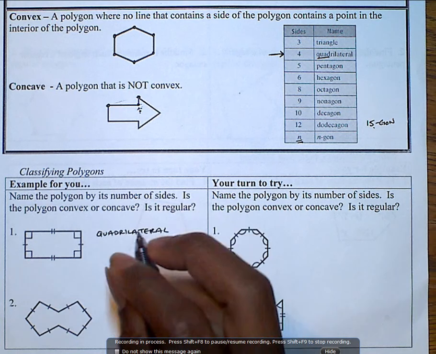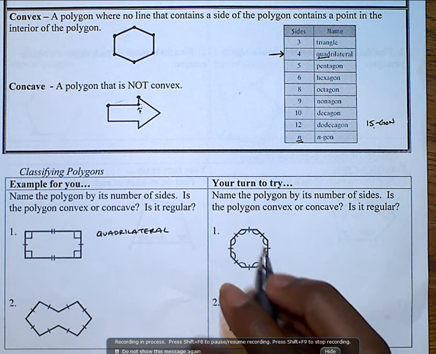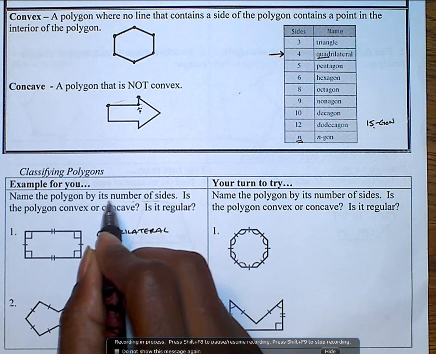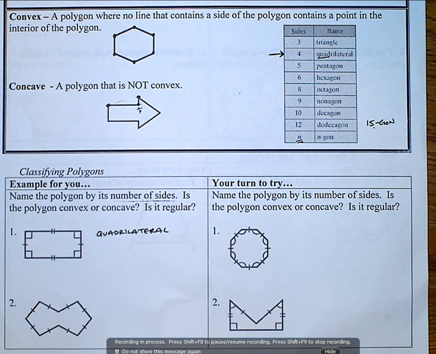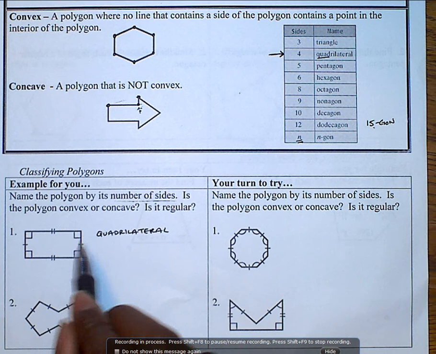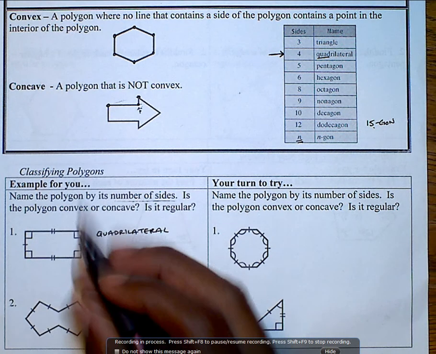Again, I don't want to call this a rectangle or a square because that's not what we're naming it based off of the number of sides. That's all we're naming it off. 4 sides, quadrilateral. Is the polygon convex or concave? Is one of its sides caved in? No, none of its sides are caved in, so it is convex.